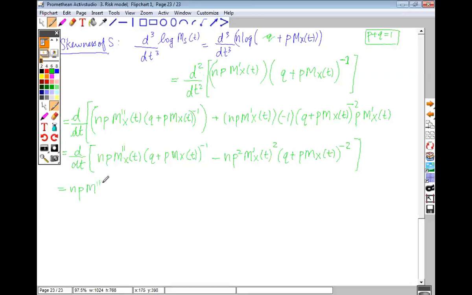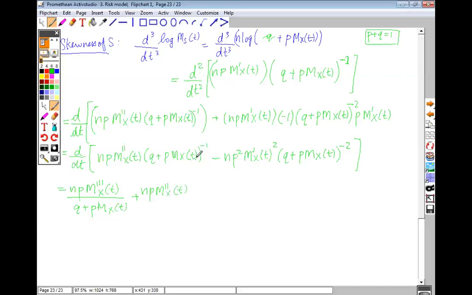So I'll have M triple prime xt, and this will remain as it is. So this is the last step. I'm just going to write it down, M triple prime xt. And now I'll have plus. Now I'm going to keep this thing as it is, so NP M double prime xt.